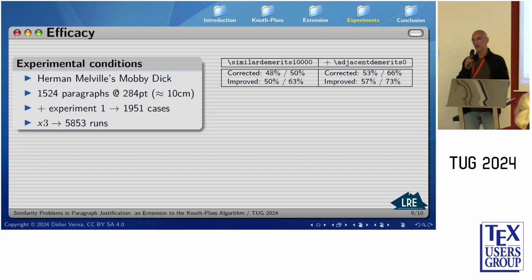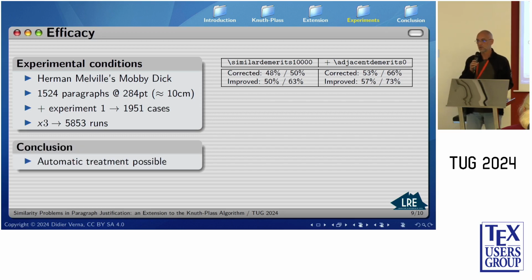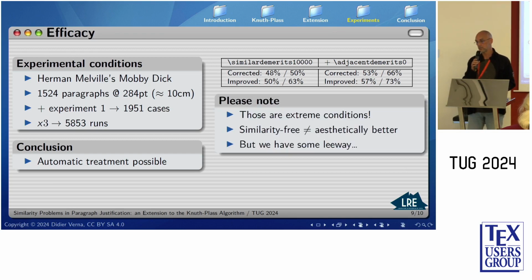And if you look at improvement plus correction, that can raise up to 73% of the paragraphs which are going to be globally improved and automatically without manual intervention. Okay, so that's a nice result, even though I was putting the cart before the horse. So it means that automatic treatment of the similarities is possible. But please, this is really worth emphasizing, those are extreme conditions. I'm not saying, please disregard adjacent demerits completely. This is not what I'm saying.